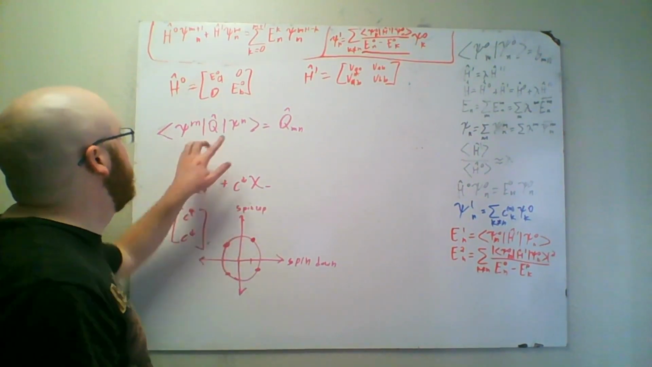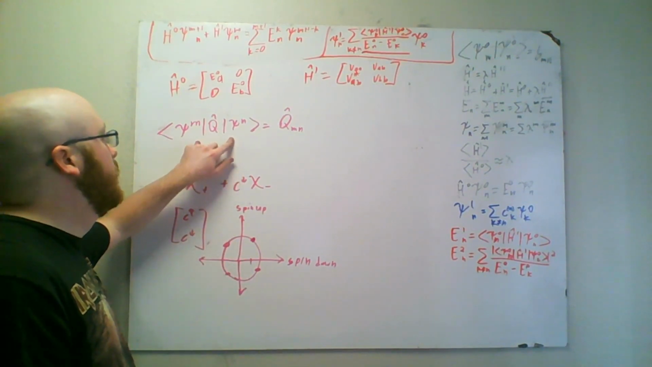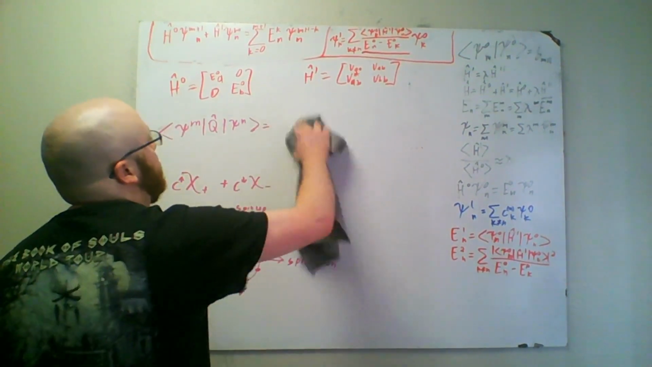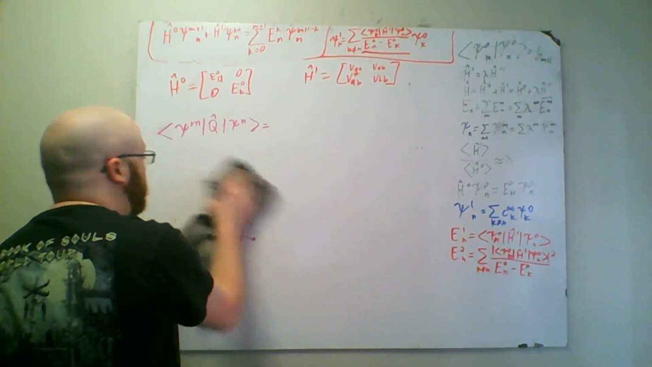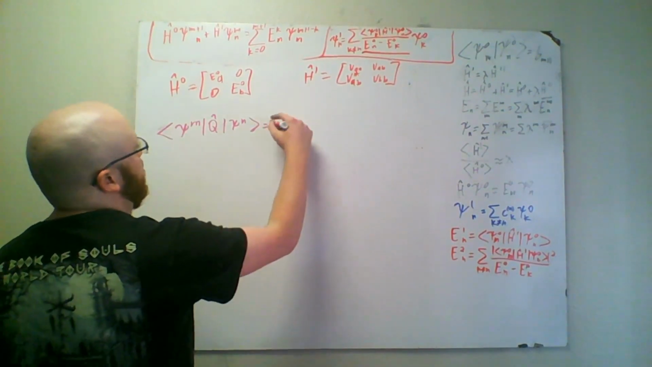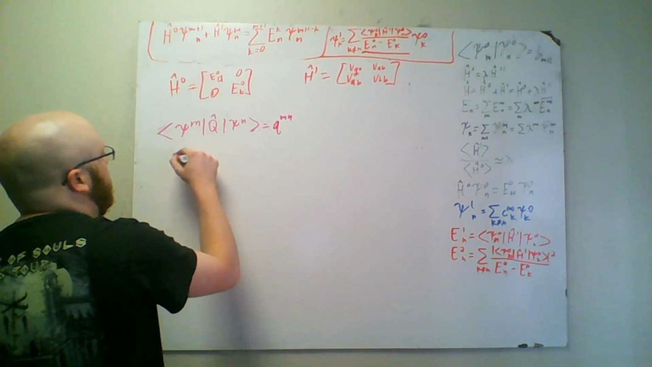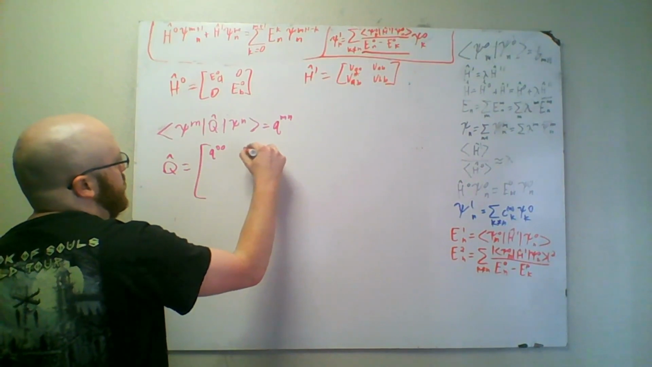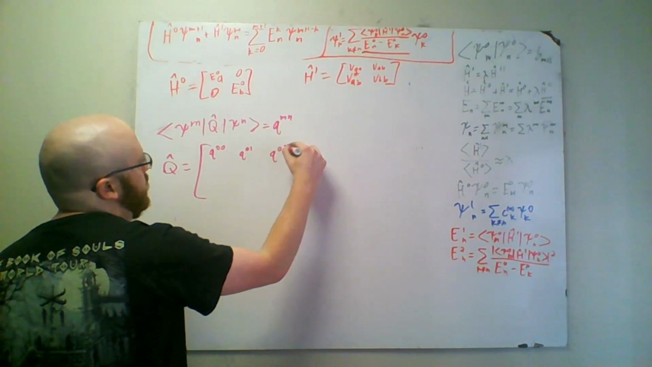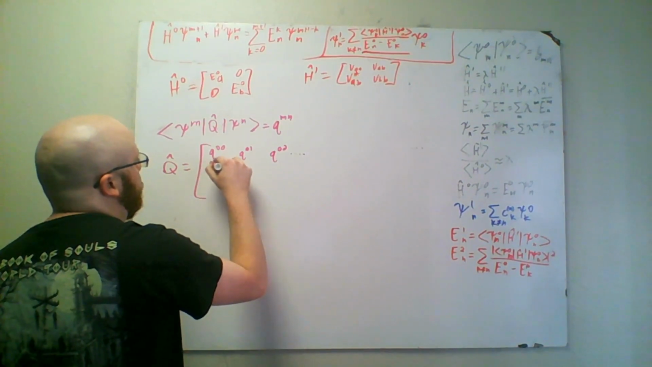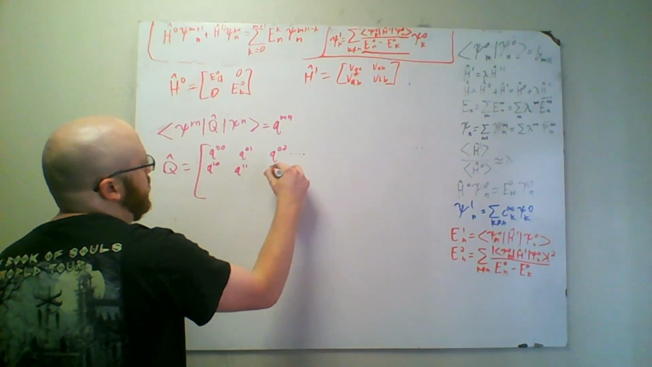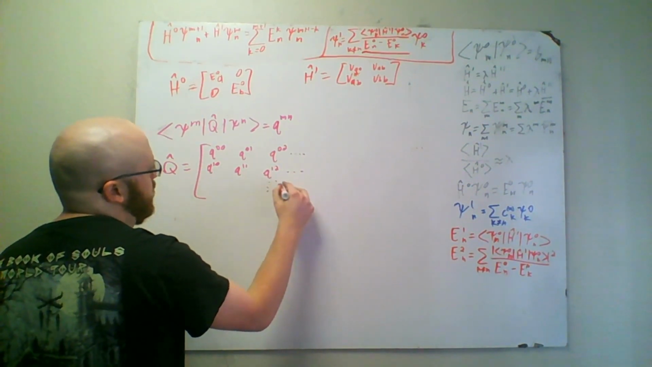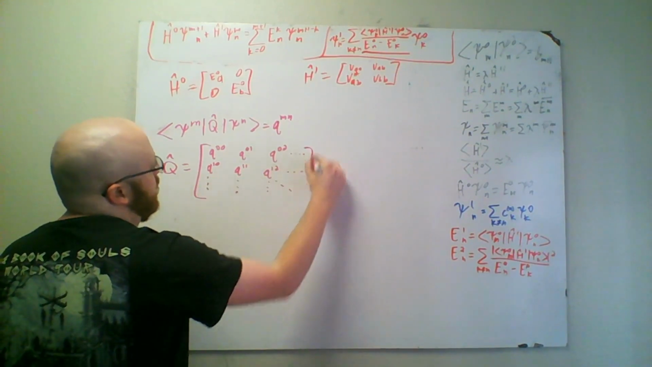In general, I would say this is shorthand for a matrix. Actually, that's not necessarily correct. I think this is probably better: Q_mn, and then Q equals Q00, Q01, Q02, dot dot dot, Q10, Q11, Q12, dot dot dot, and so on. That's how the operators work.